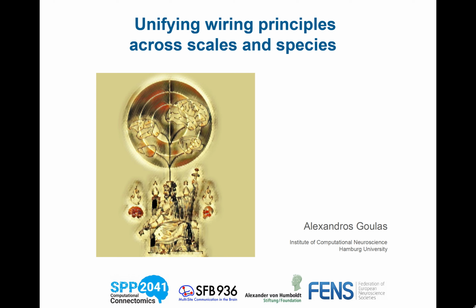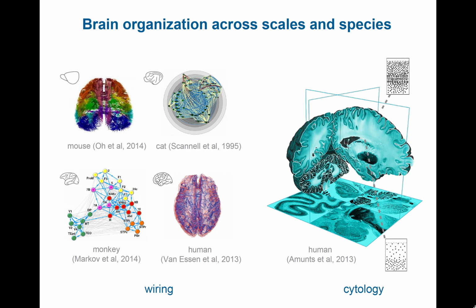In this presentation, we will occupy ourselves with unifying wiring principles pertaining to different scales and species. The organization of the brain of different mammals is characterized by different levels, different scales of organization, that is, its large-scale wiring or its cytological composition. And recent endeavors have mapped in detail these different levels of architecture.